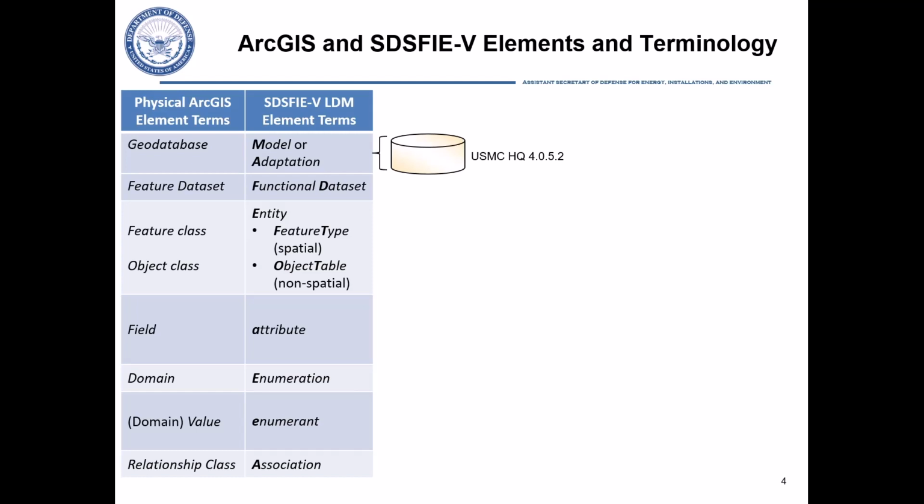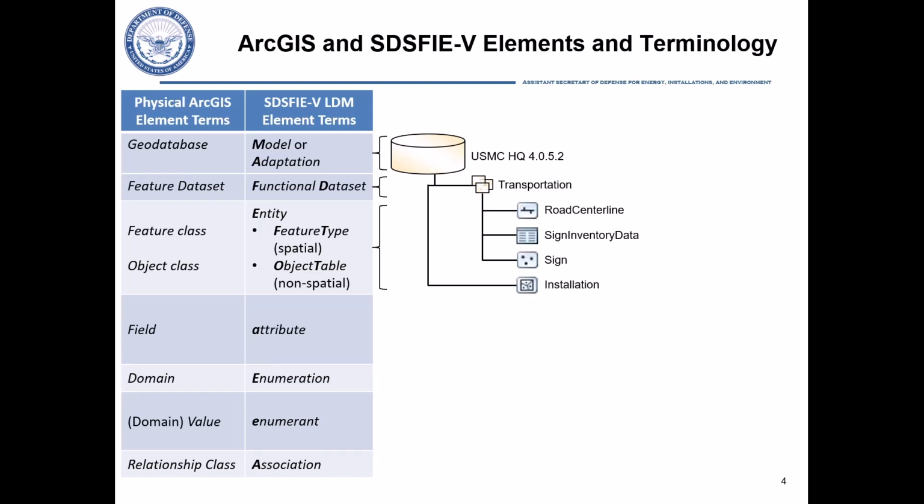In Esri ArcGIS, models are implemented as geodatabases. A functional dataset is a set of feature types that are grouped together for database organizational purposes. In ArcGIS, this corresponds to a feature dataset.